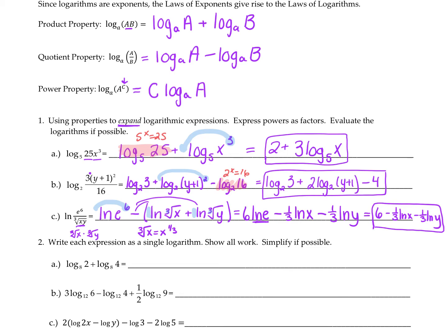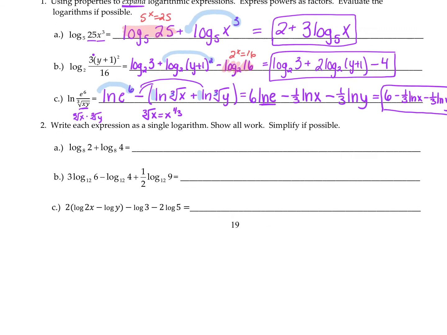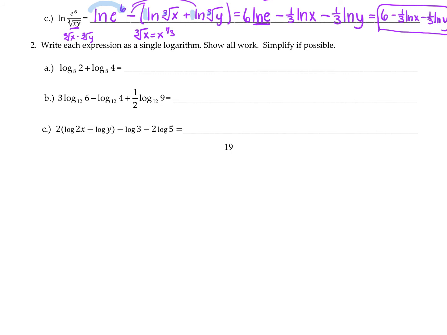All right, now we're going to go the other way. Now we are going to use our rules to simplify. So again, adding is multiplying. So I'm going to change this to log base 8 of 2 times 4, which would be log base 8 of 8, and log base 8 of 8 is 1.